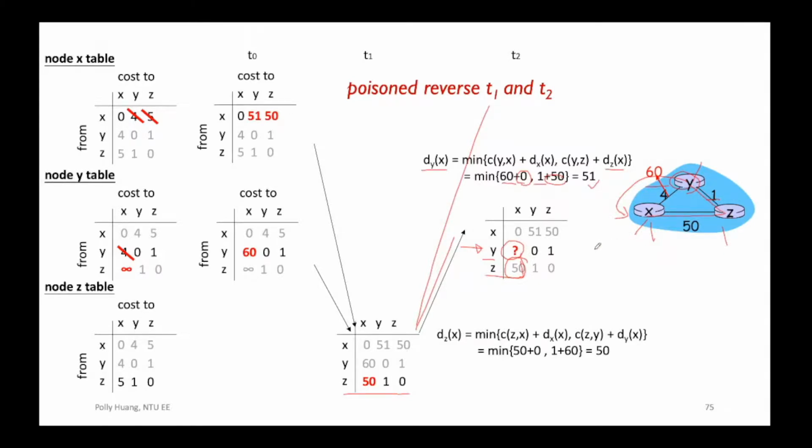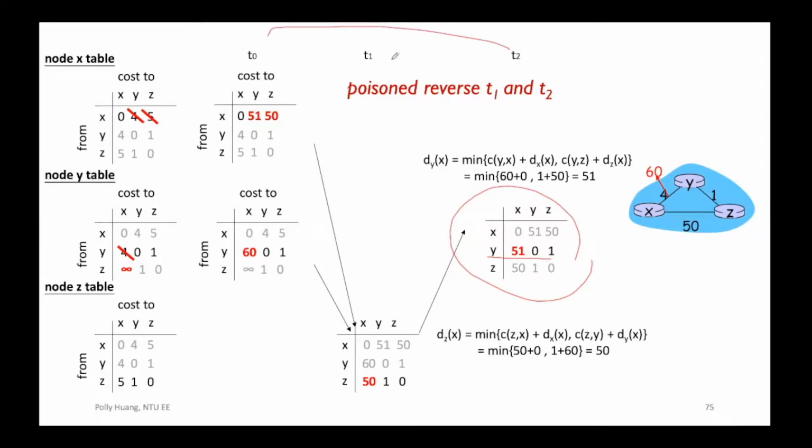And in fact, at this point in time, so let's update the distance vector for y. At this point in time, the network converges to the true shortest path. And it takes only what? 2 iterations, as opposed to 44 previously.